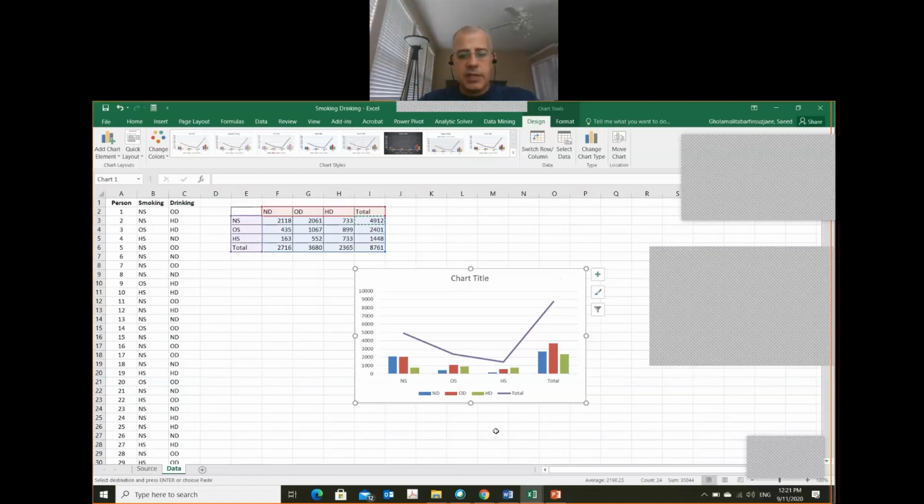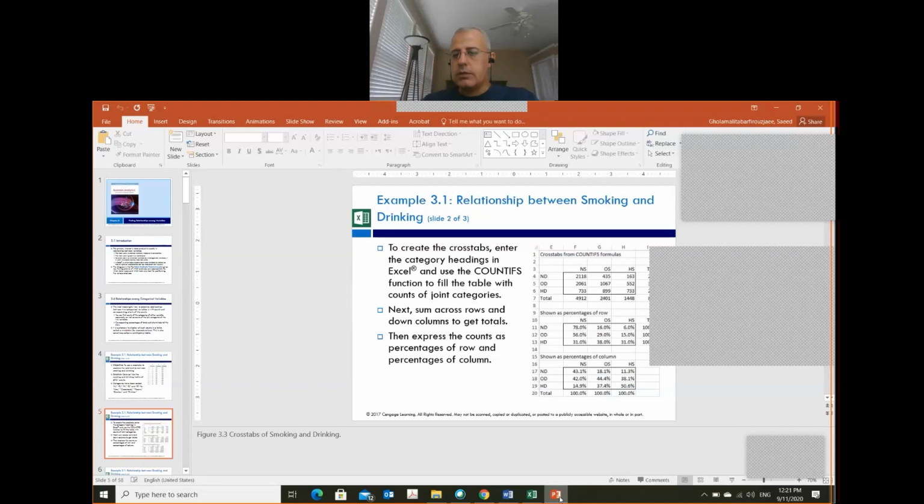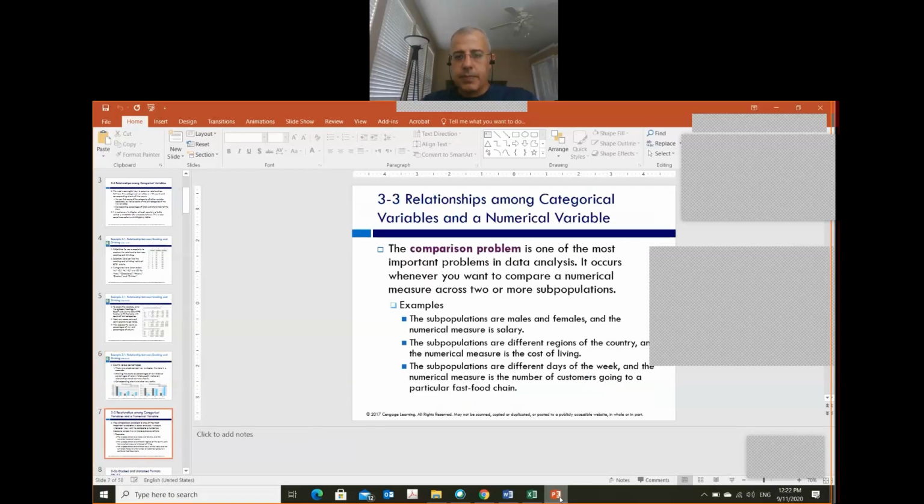Okay, that's how we deal with categorical variables using COUNTIFS and so on. Now let's go to the next method: the relationship among categorical variables and a numerical variable. Suppose, do you guys remember the example for the baseball salaries? We have, for example, one variable, salary. We want to see if the amount of salary differs by gender. This problem would be a relationship between numerical and categorical variable.